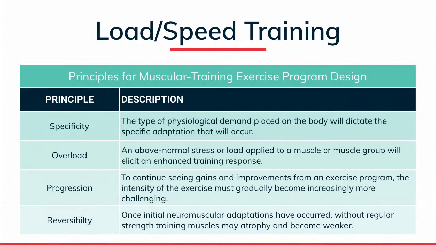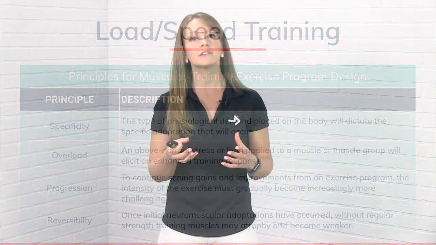Reversibility, I'm not going to talk too much about. If you don't use it, you lose it. We already talked about that. But another one that's not up on your screen is the principle of diminishing returns. We do see this often with muscular training, is that you do have clients sometimes that will reach a peak performance. That peak performance means that they can no longer continue to see gains, right? They don't continue to get this feedback.